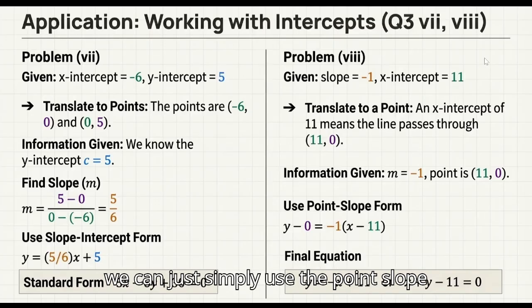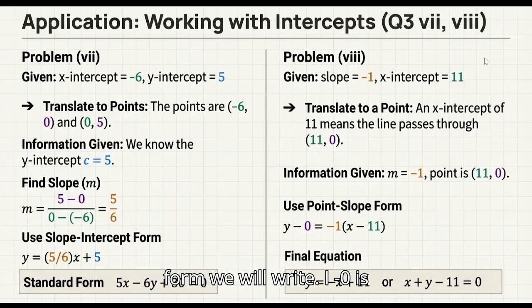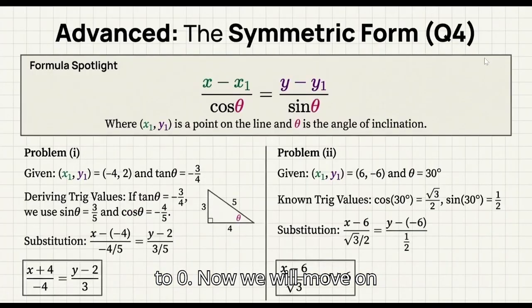So we can just simply use the point slope form. We will write y minus 0 is equal to negative 1 into x minus 11. Our final standard equation will be y equal to negative x plus 11, or x plus y minus 11 is equal to 0.